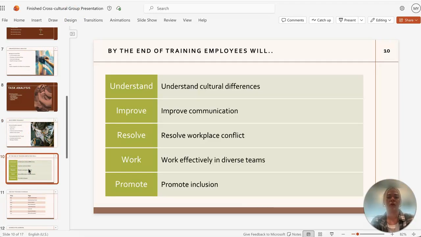These are the main goals of the training. By the end of the day, employees should better understand cultural differences, improve communication, resolve conflicts respectfully, work effectively in diverse teams, and promote inclusion throughout the workplace. These objectives directly support the organization's overall goals.